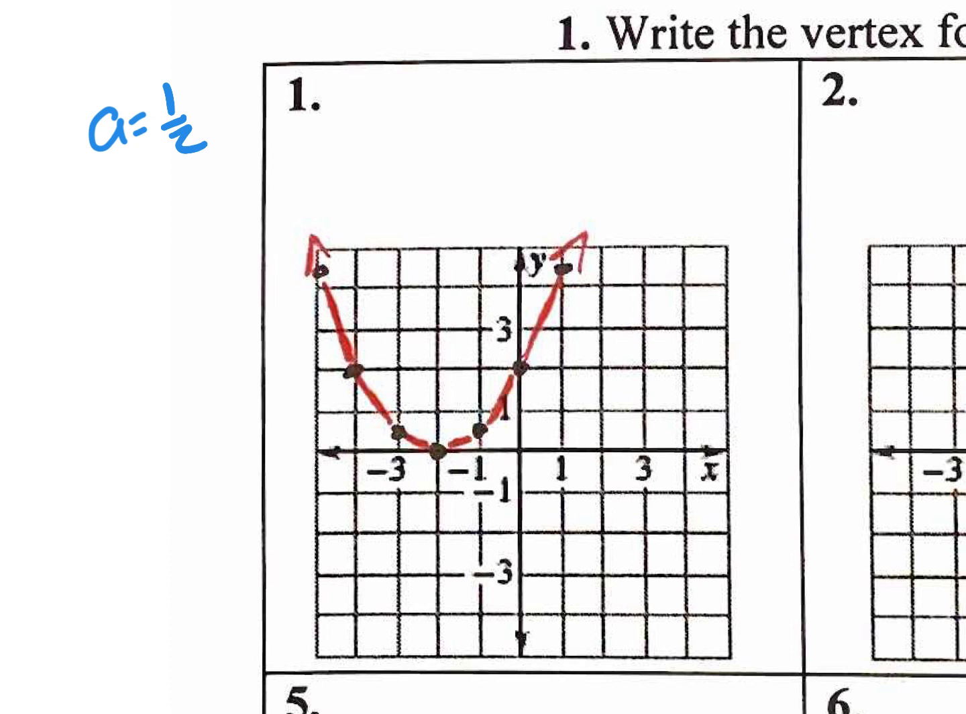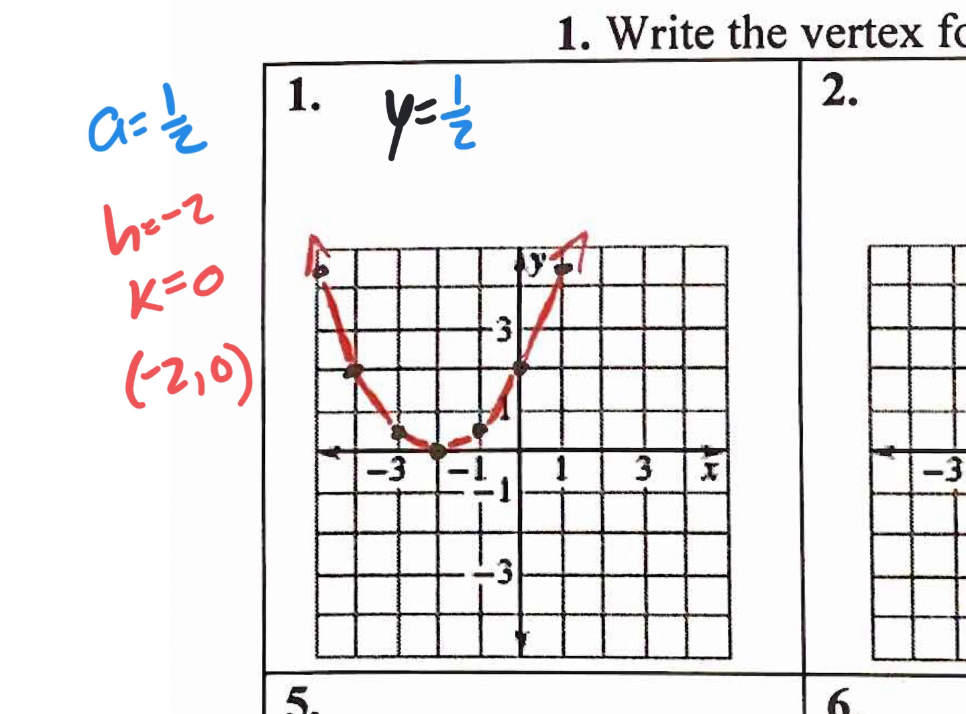And of course, you could identify your h, which is -2, and your k, which is 0, because the vertex is -2, 0, right? So you could plug it in, or just with this information, we could actually write it out. y equals 1/2, open some parentheses, x, think opposite on h, so that would be a +2, close parentheses squared, and then plus the k value of 0, unnecessary, you don't need that plus 0. So there's your equation for that parabola, okay?